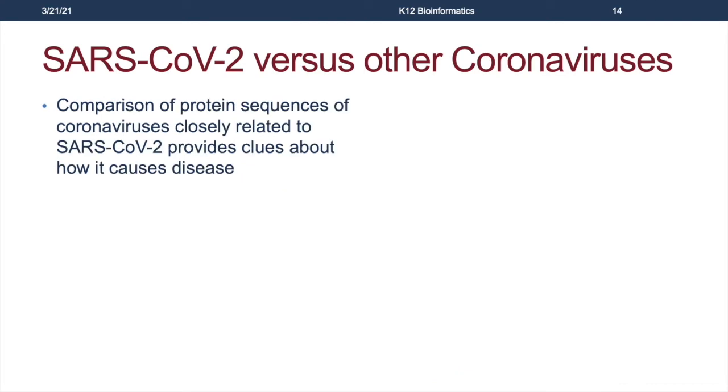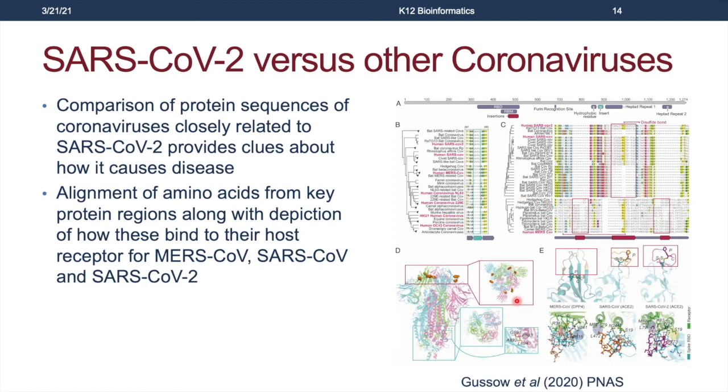Comparison of protein sequences across coronaviruses also provides clues about how SARS-CoV-2 causes disease similarly or differently than other strains. Here is a figure from the same study as I just showed you, the one that compared the overall genomes, but in this figure, amino acids of key protein regions have been aligned, and there is specific depiction of which ones are responsible for the binding of spike proteins to host receptors in the case of MERS-CoV, SARS-CoV, and SARS-CoV-2. These are another example of how bioinformatics researchers can help analyze data that is important to understand the infectivity of SARS-CoV-2.